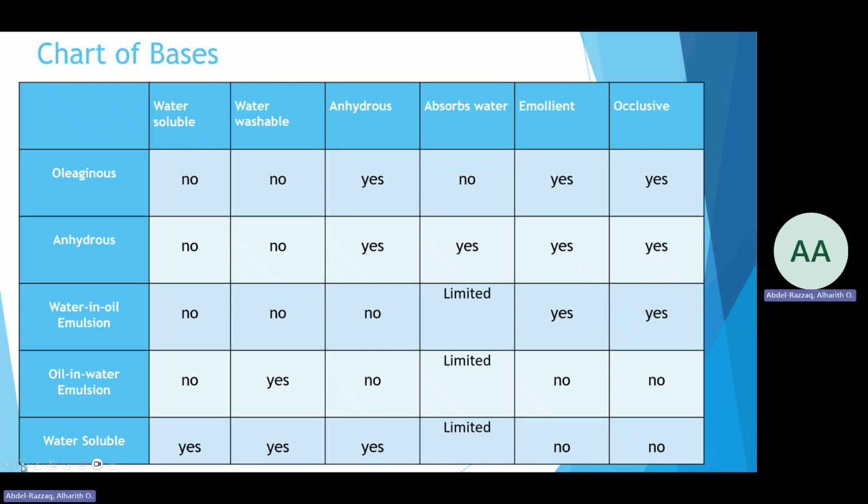So we have our oleaginous bases. Going down, we have our oleaginous bases, anhydrous bases, water and oil emulsions, oil and water emulsions, and water-soluble bases. And at the top, going across the x-axis, are our properties. As far as oleaginous bases, they are not water-soluble, not washable. They are anhydrous. They do not absorb water, but they are occlusive and they are emollients.